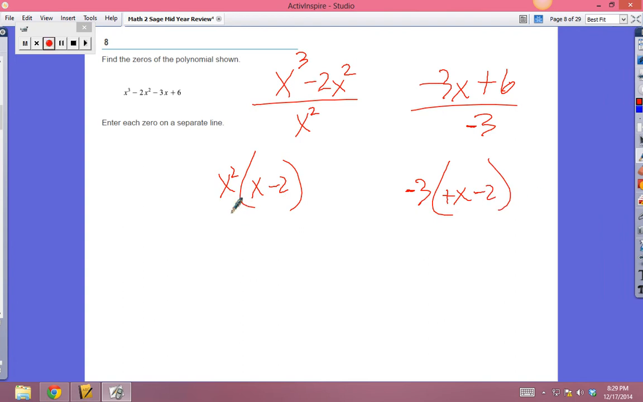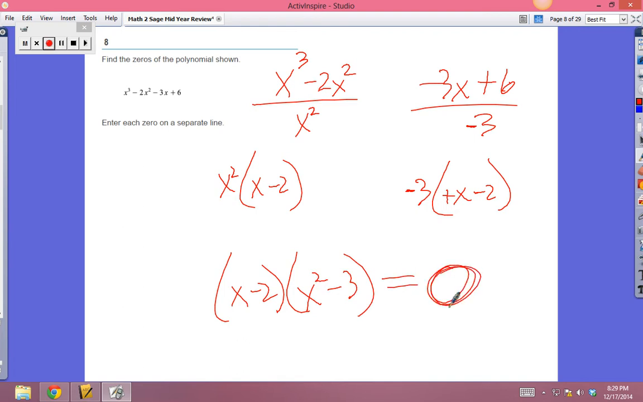So now your answer in one of the groups is going to be x minus 2, and the other group is going to be x squared minus 3. And that is going to equal 0. So we need to know what we're going to put in place of x to really make it spit out a 0. So this one's easy to do in your head.